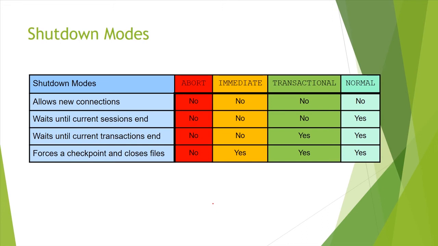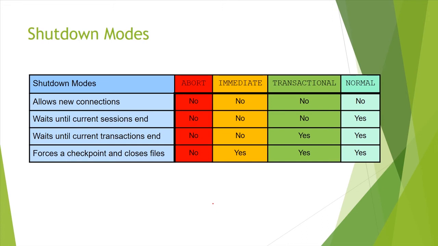The second mode is shutdown transactional. In shutdown transactional, Oracle also prevents new connections, but it will not wait until the current sessions end. Once the transaction finishes, Oracle automatically ends the session. For example, if you have 5 connections to the database, once the transactions finish in each session, Oracle will automatically disconnect that session from the database, then do the checkpoint, close the database files, and bring the database down.